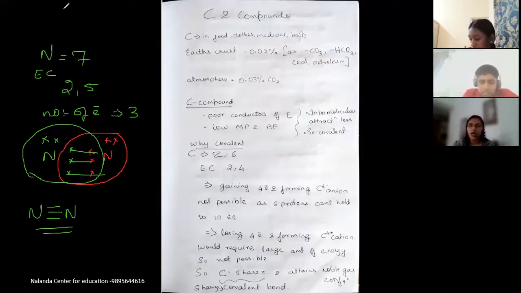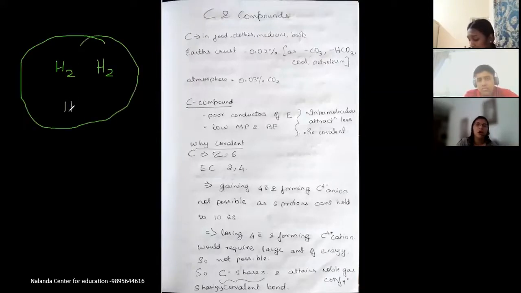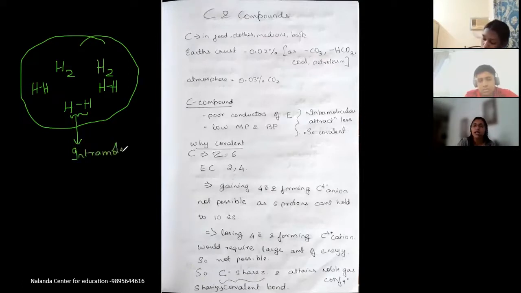Now, another point about the covalent bond is this. Say we have hydrogen, and we have another hydrogen over here. Say in this particular balloon, a lot of hydrogen is there. This is H2 that I am drawing. See the bond between the hydrogen atoms. The bond between the hydrogen atoms is known as intramolecular attraction. This is very strong.